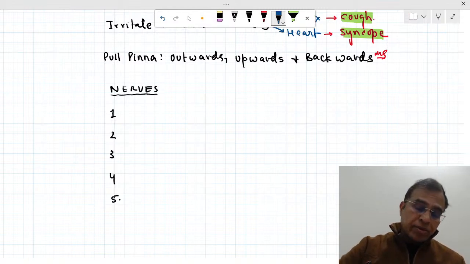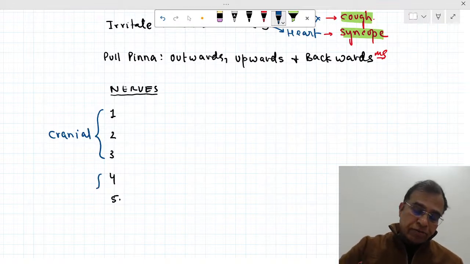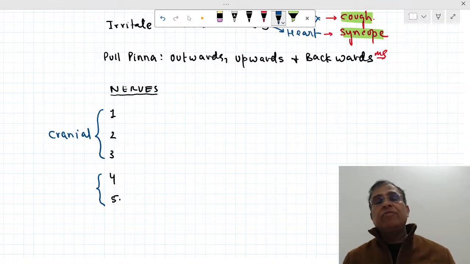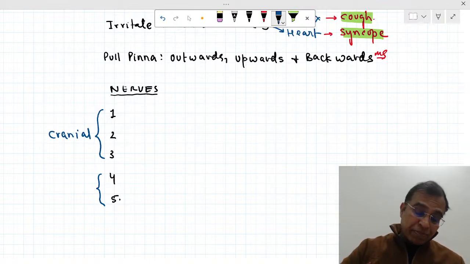One of the things you can remember is that 3 out of 5 are branches of cranial nerves. These 2 are not branches of the cranial nerve. So guess where they will come from? If they are not from the cranial nerve, where will they come from to supply the canal? Any guesses? They are from the cervical plexus.